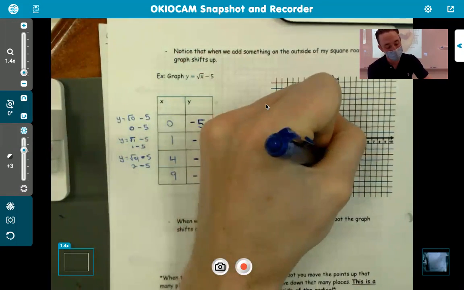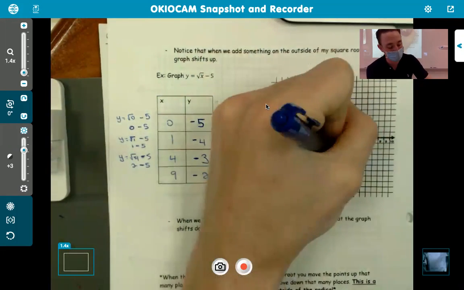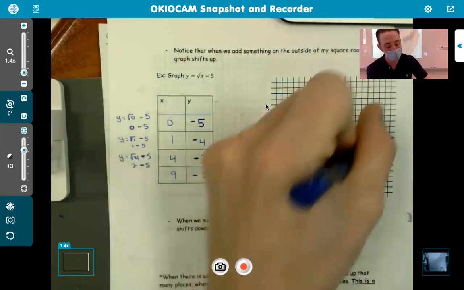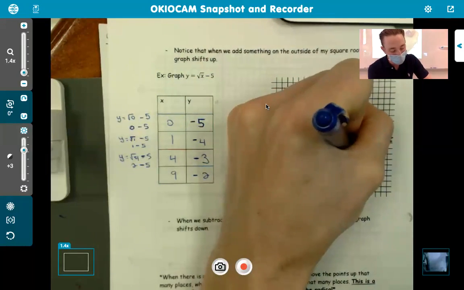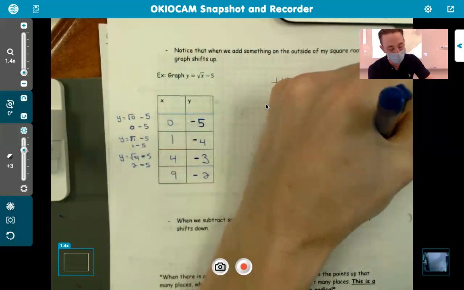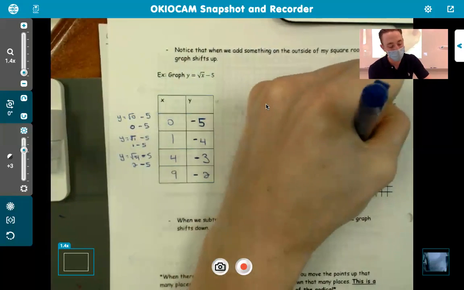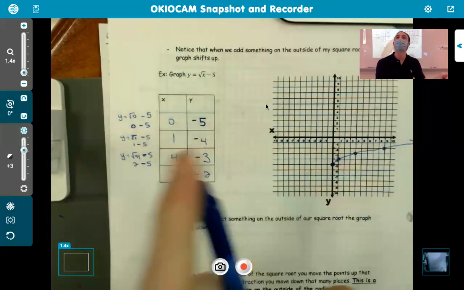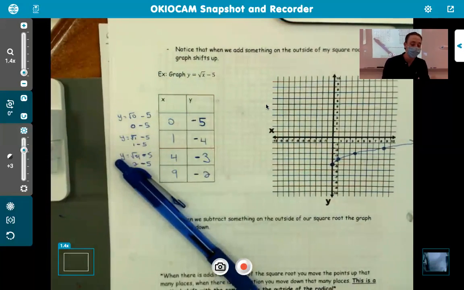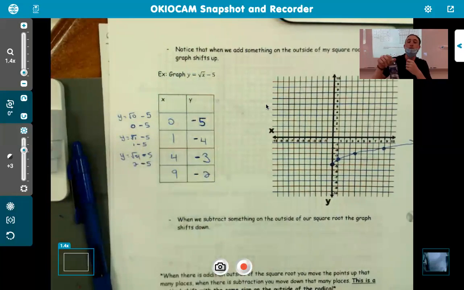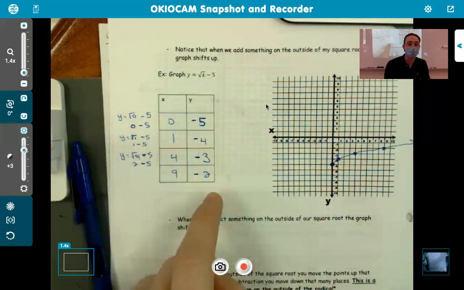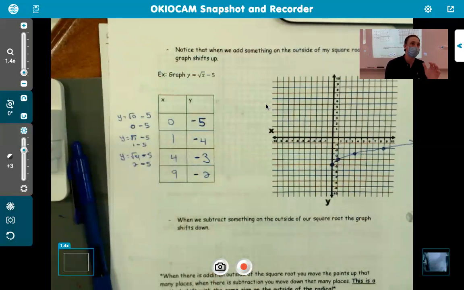Well, I have the point 0, -5, 1, -4, 4, -3, 9, -2. So our assumption and the note that's completely blatant on the page is correct. That when we subtract something on the outside of our square root, the graph shifts down. All right. Any questions about that example, how I found these values, how I graphed it, anything at all?